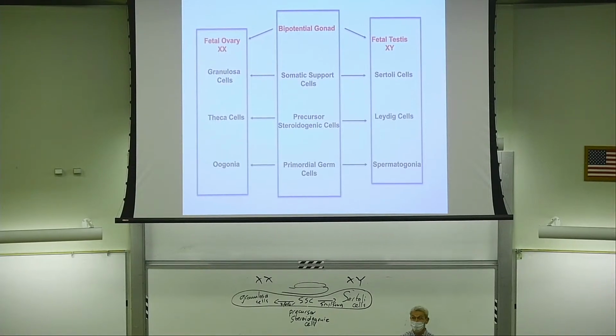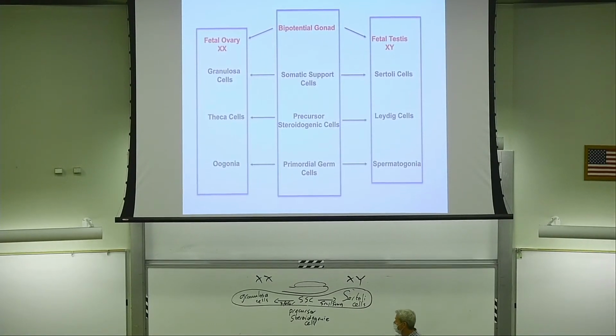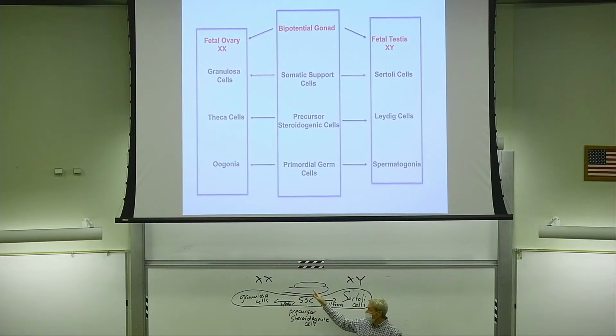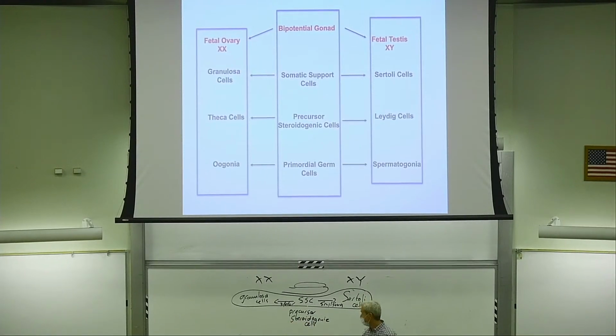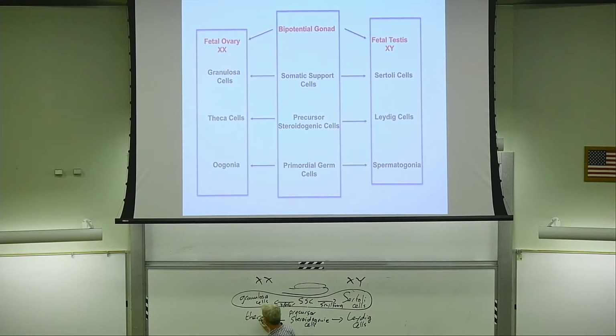Produce hormones? Yeah, but specifically steroids. So these are steroid-producing cells. We call them precursor now because early on they're not doing anything. They are destined to become steroid-producing cells. In the testis, these are called Leydig cells. And in the ovary, these are theca cells.